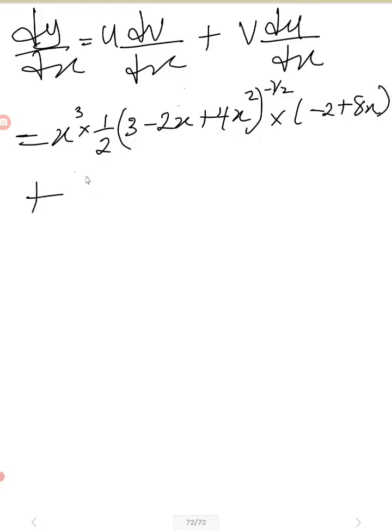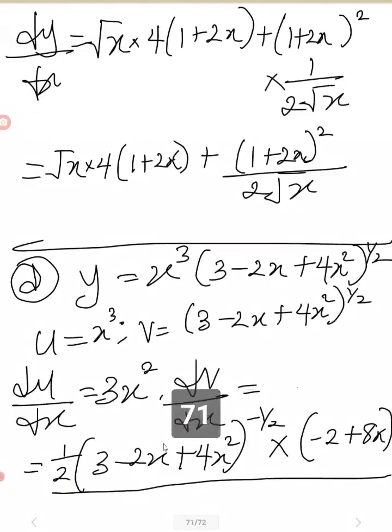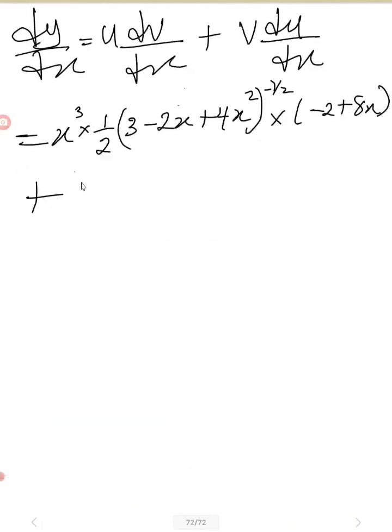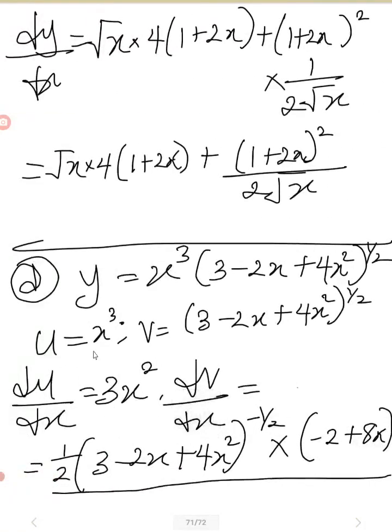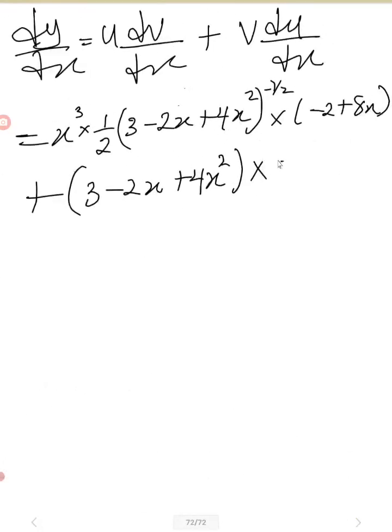And what is the value of our v? The value of our v is 3 minus 2x plus 4x squared. Now multiply by du/dx. The derivative of u is the one that gave us 3x squared. So multiply by 3x squared.